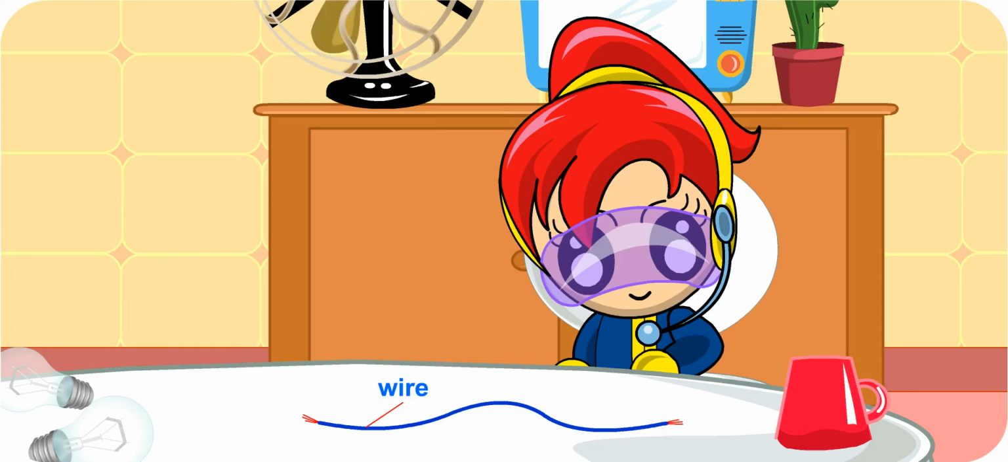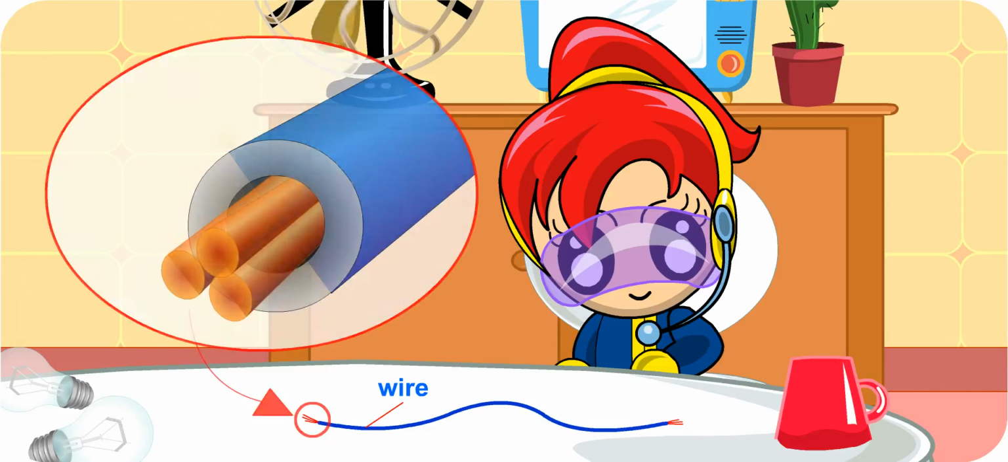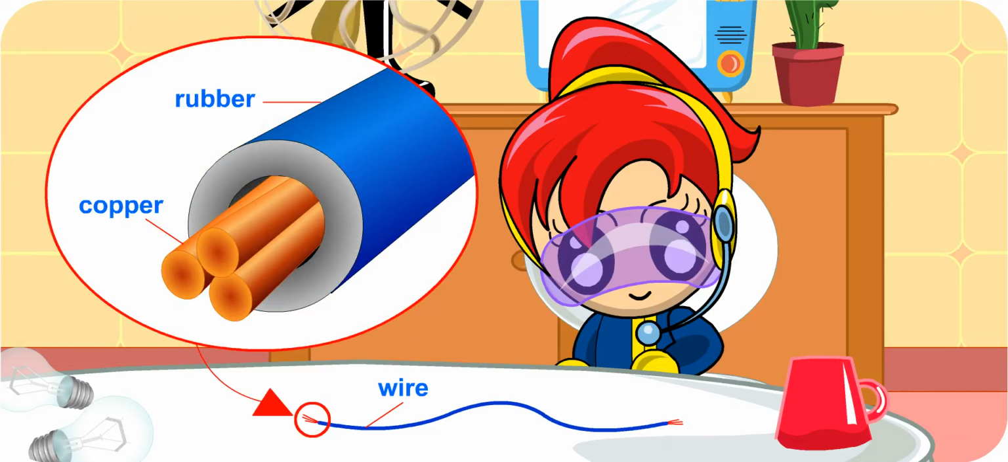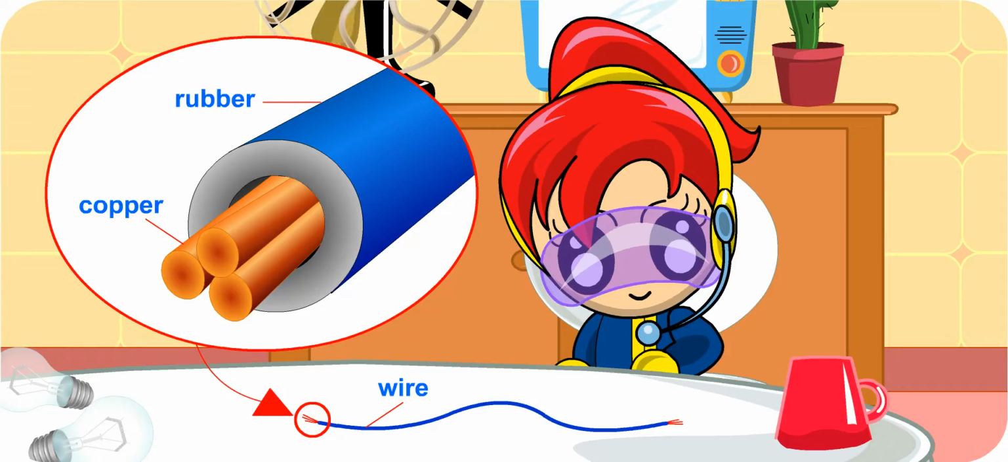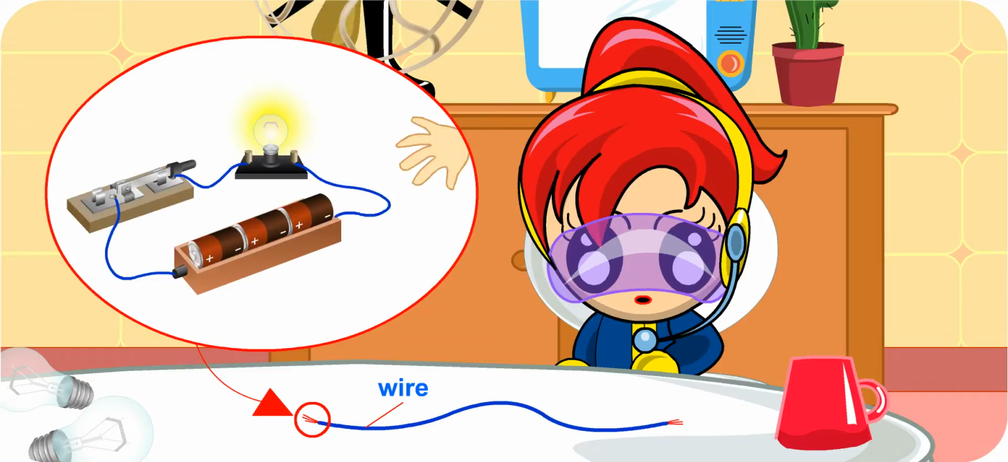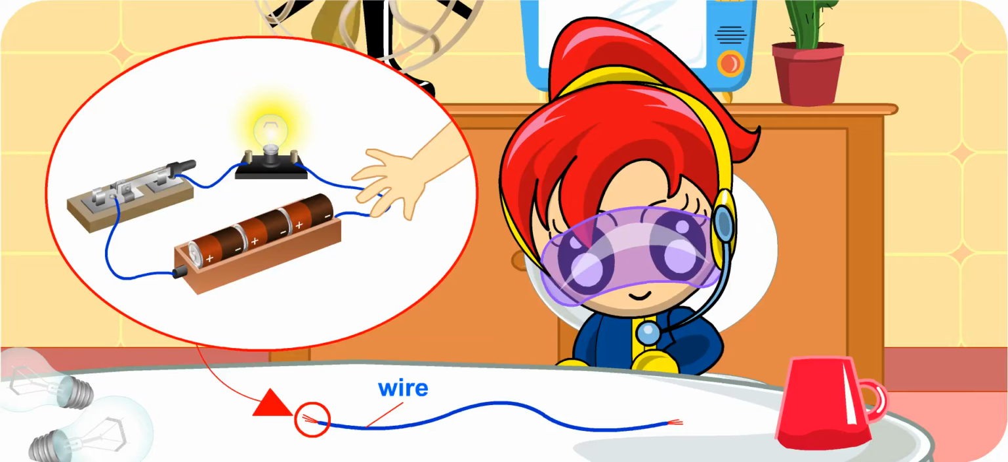This is an electrical wire. It is actually copper wire wrapped with rubber. Do you know the reason, Turbo Girl? Rubber is a non-conductor of electricity. It allows us to touch the wire even though electricity is flowing through. Absolutely.